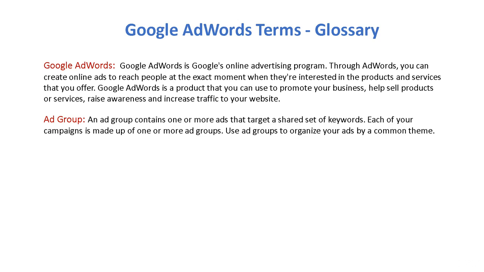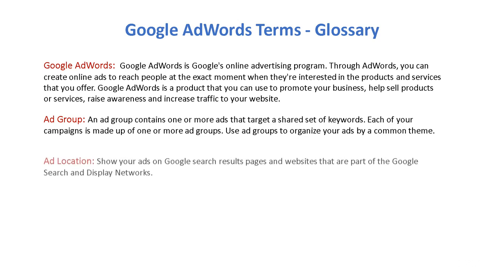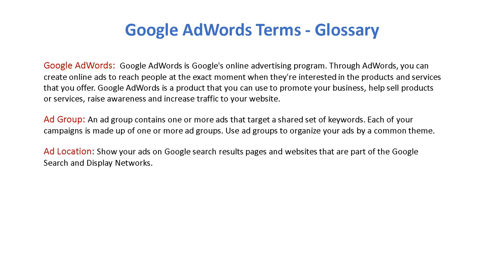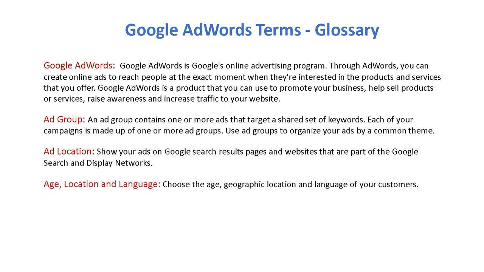Ad location. Show your ads on Google search results pages and websites that are part of the Google search and display networks. Age, location, and language. Choose the age, geographic location, and language of your customers.